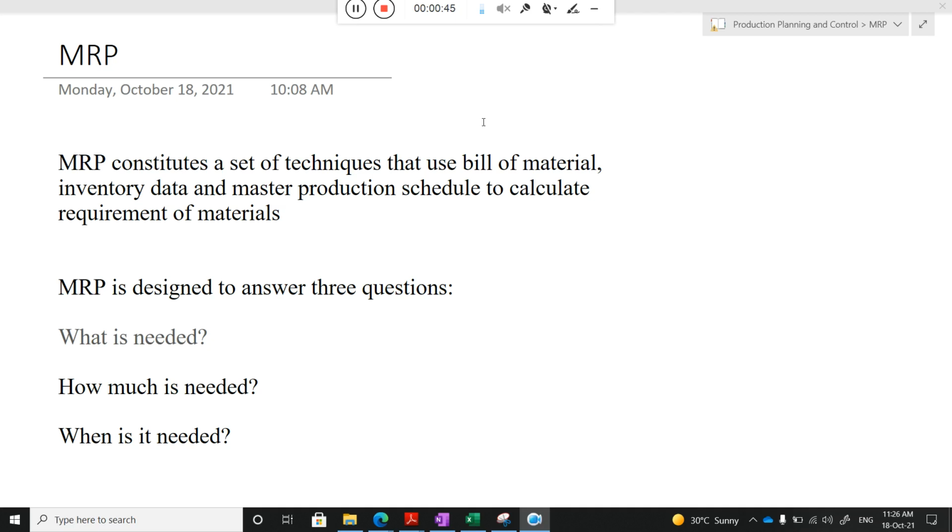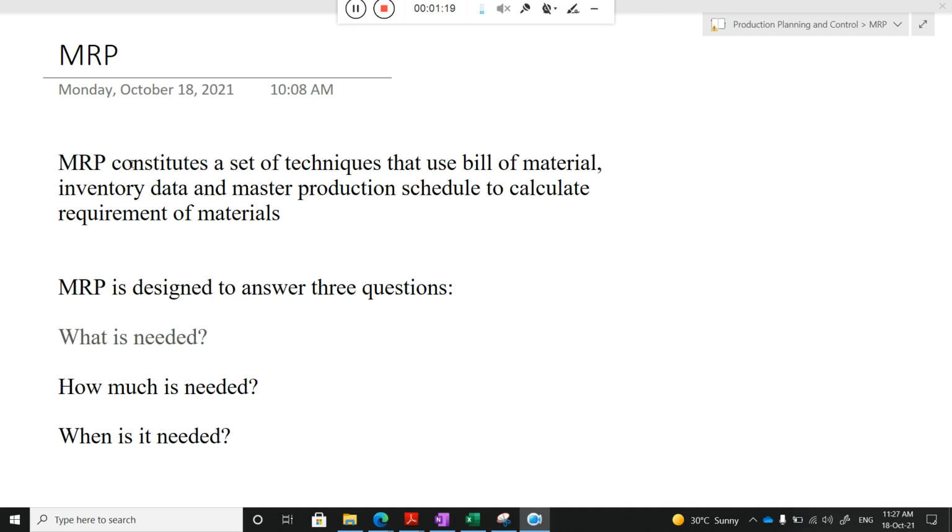So today one more topic, related to module 6, and that is material requirement planning. How to do the planning related to material requirement, that we will discuss in this module. First, when I talk about material requirement planning: MRP constitutes a set of techniques that use the bill of material, inventory data, and the master production schedule to calculate the requirement of the material.